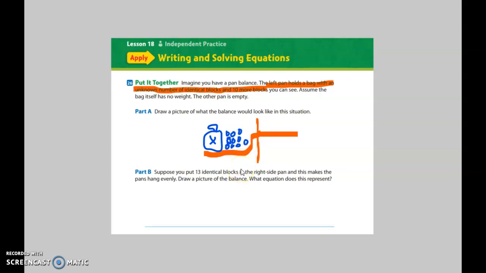Okay. So this is literally all you have to draw. It doesn't need to be fancy. It can look just like mine.